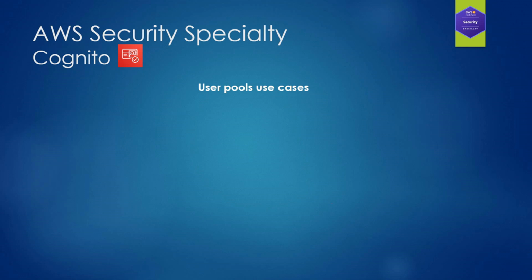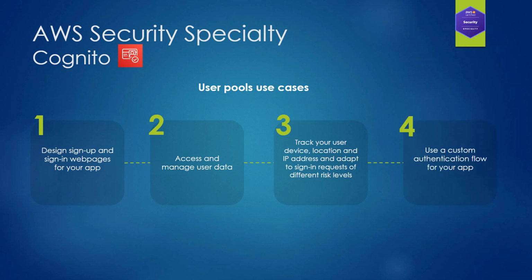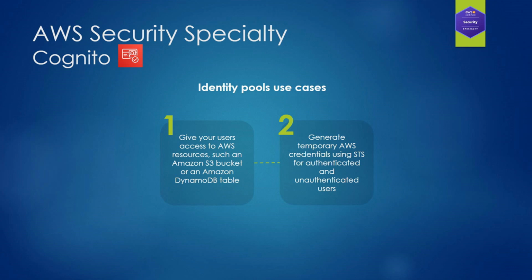Okay, so as a summary of this lesson, I just wanted to go through the main use cases for both user pools and identity pools. So you should use user pools whenever you are designing sign-up or sign-in web pages for your application, whenever you want to access and manage user data, to track your user device, location, and IP address and adapt to sign-in requests of different risk levels. So for example, you could enforce MFA for risky sign-ins. And finally, to use a custom authentication flow for your application. When it comes to identity pools use cases, you should be using this whenever you want to give your user access to AWS resources, such as an Amazon S3 bucket or a DynamoDB table, or whenever you want to generate temporary AWS credentials using STS for authenticated and unauthenticated users.